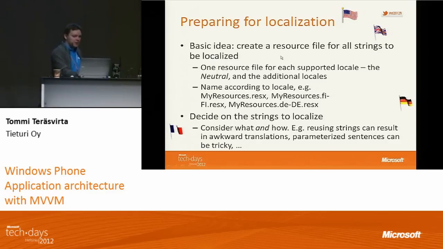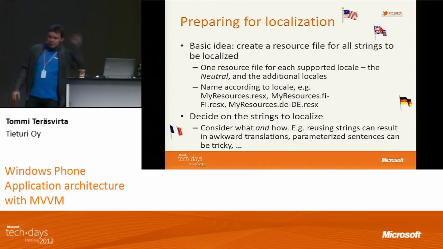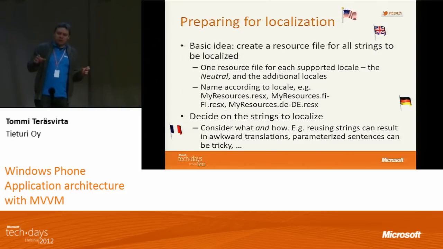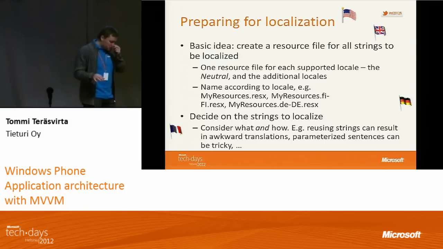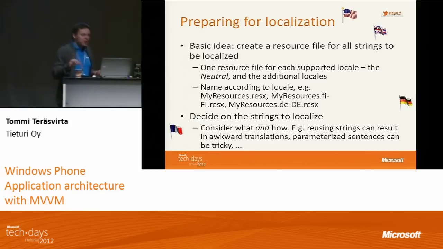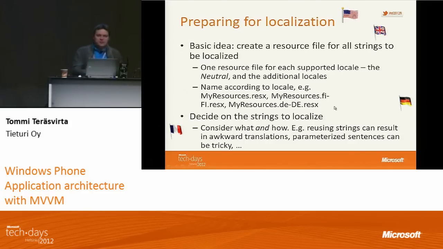So you have one resource file for the neutral, and then you have other resource files. So if you're supporting two languages, English and Finnish, let's say English US would be the neutral language, what you would do is create a resource file for that language without the culture specification. So you would have, for example, my resources.resx file for that neutral language. And then for the additional languages, you would have the culture information with the actual language specification in there.